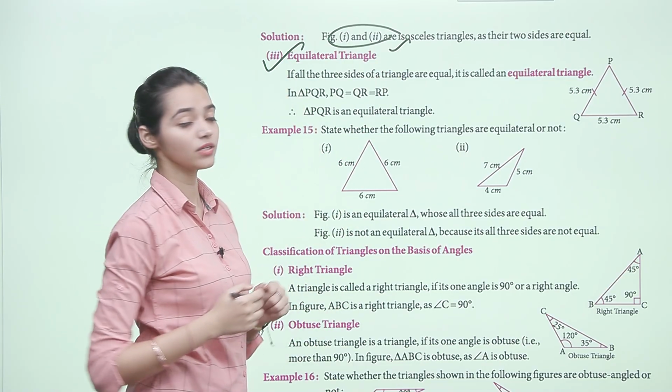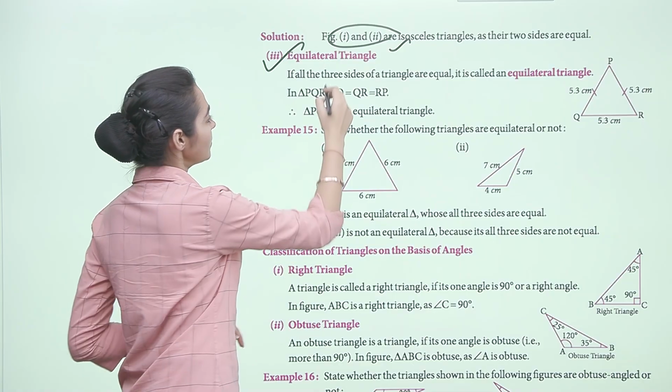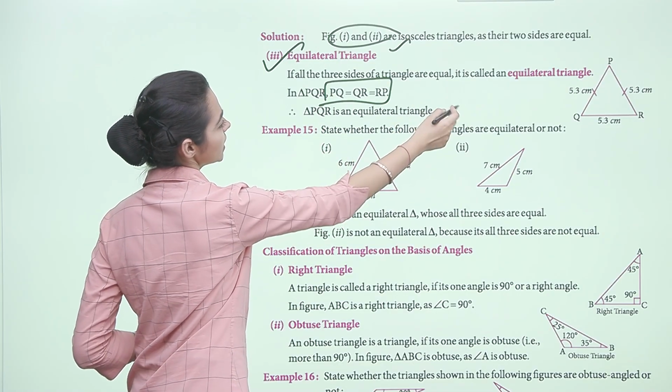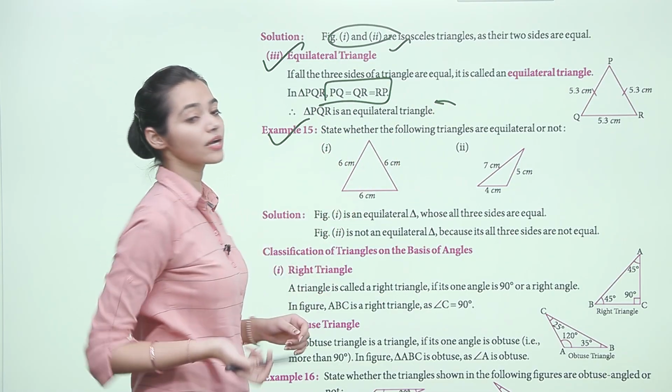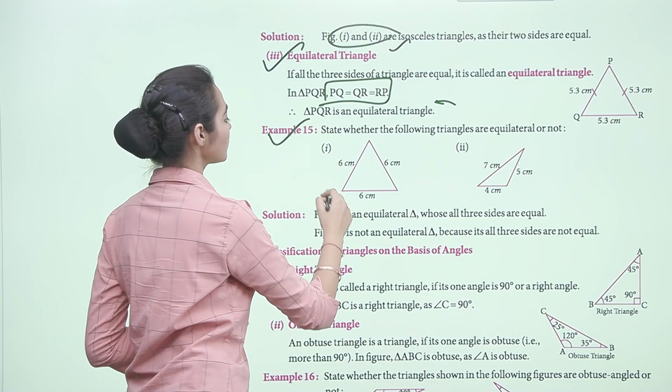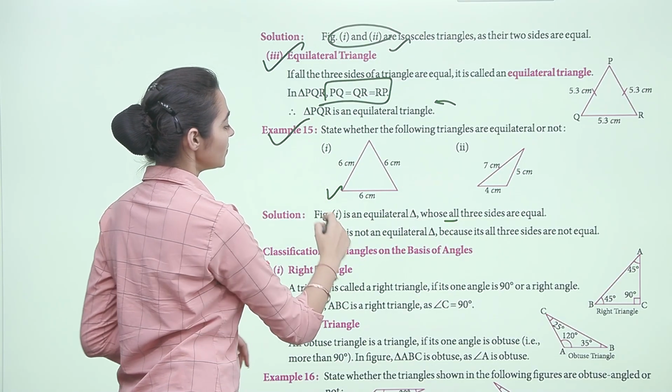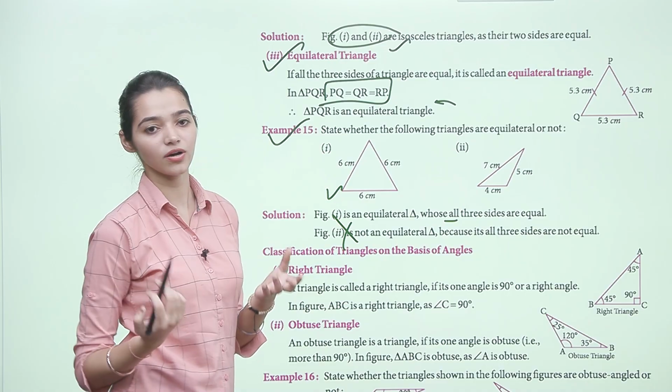Next is the equilateral triangle, in which all the three sides are equal. This is our equilateral triangle. Here we have to state which triangle is equilateral. So the first one is equilateral because all the three sides are equal. The second is not, because all the three sides are not equal.